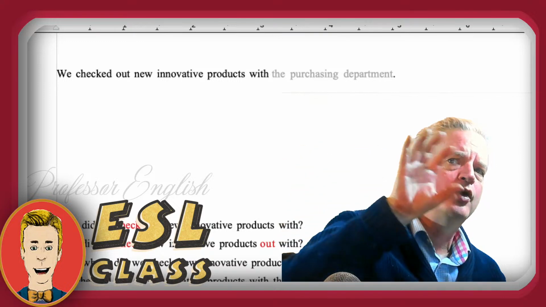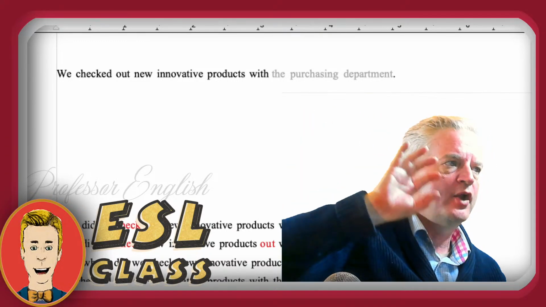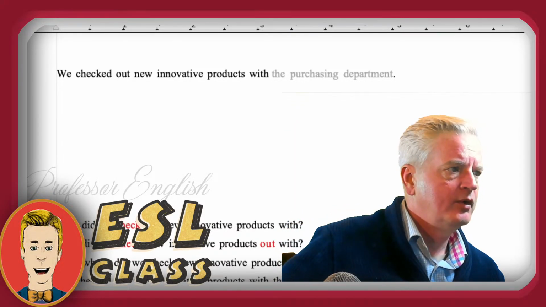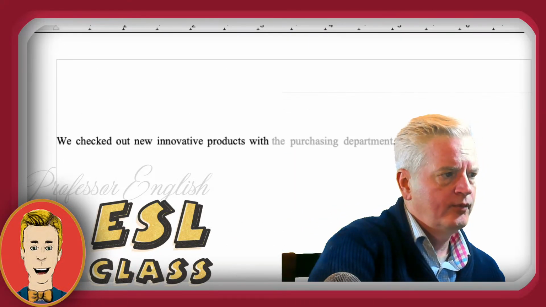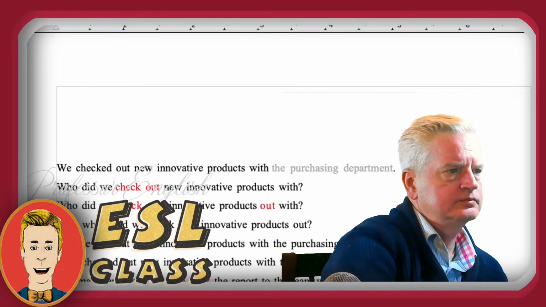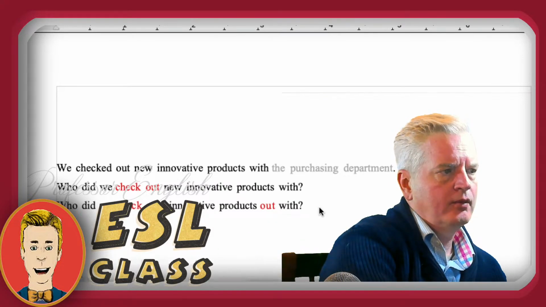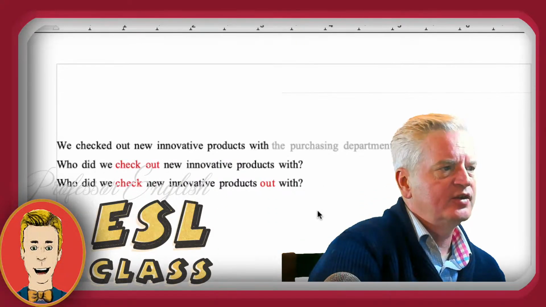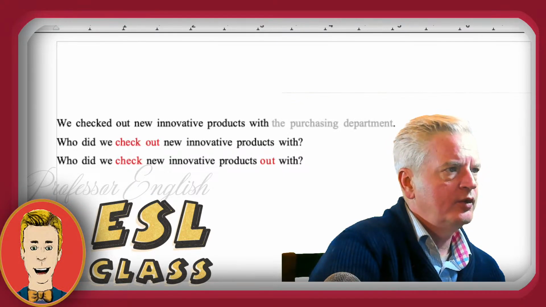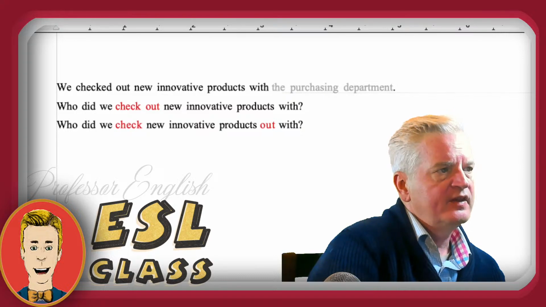So this is going to be who... with. A who with question. How would you make that? Okay, the answer is, who did we check out new innovative products with? Who did we check out new innovative products with? That's a who... with question.